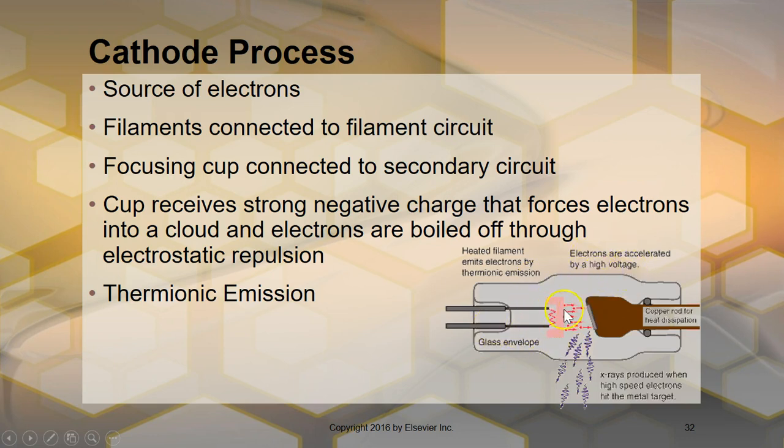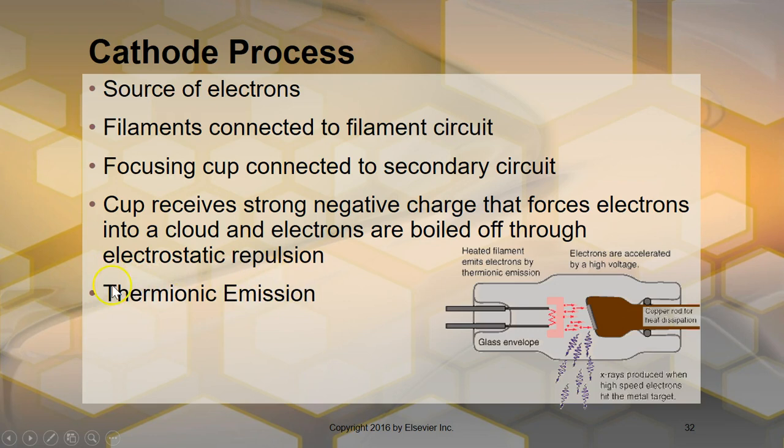So here are the filaments, they're excited, the electrons are sent to the target, and then they come right through here. So the filaments are connected to the circuit, the focusing cup is connected to the secondary circuit, the focusing cup receives a strong negative charge, and then it makes a cloud as the electrons are boiled off through electronic repulsion. When the filaments are heated, then they start to boil off, and that's what we call thermionic emission.